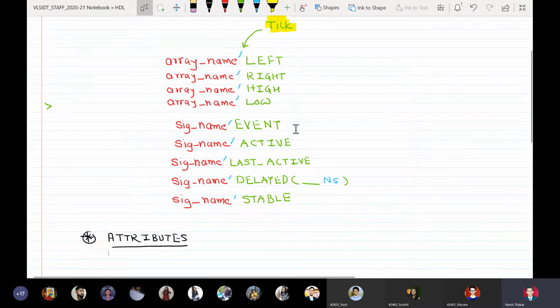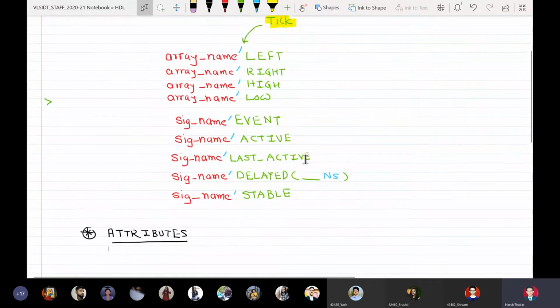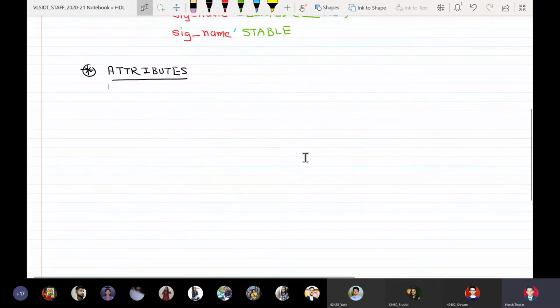And the second category of attributes is the signal attributes, and we have assumed that a certain signal has the name sig_name. So we have sig_name'event, sig_name'active, sig_name'last_active, sig_name'delayed with the parenthesis of time, and sig_name'stable. So first is array attributes.